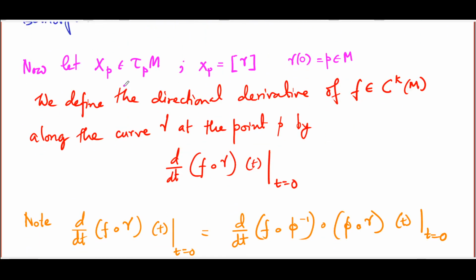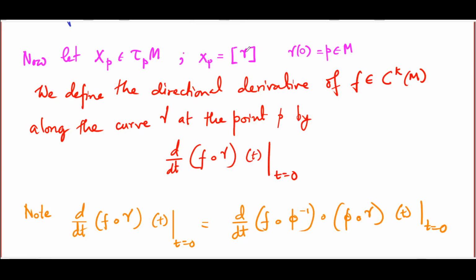So given any element of tau pm, which we have called xp, this xp must be an equivalence class of curve gamma, where gamma 0, of course, has to go through p. For every xp, you can define this entity. Now, there's one problem which might immediately strike you, which is if instead of picking out gamma to represent xp, I'd taken any other curve in the equivalence class, which I could of course have done, would we have obtained the same value for the directional derivative?